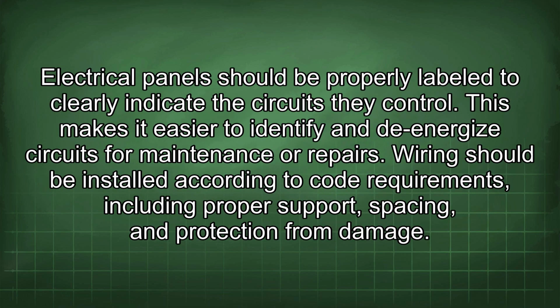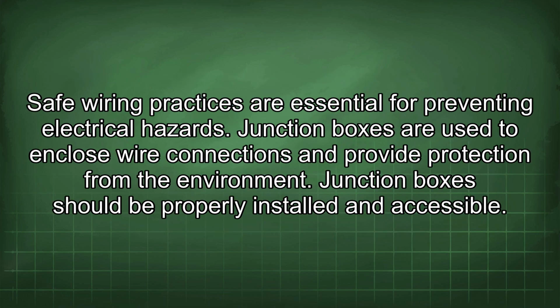Electrical panels should be properly labeled to clearly indicate the circuits they control. This makes it easier to identify and de-energize circuits for maintenance or repairs. Wiring should be installed according to code requirements, including proper support, spacing, and protection from damage. Safe wiring practices are essential for preventing electrical hazards. Junction boxes are used to enclose wire connections and provide protection from the environment. Junction boxes should be properly installed and accessible.